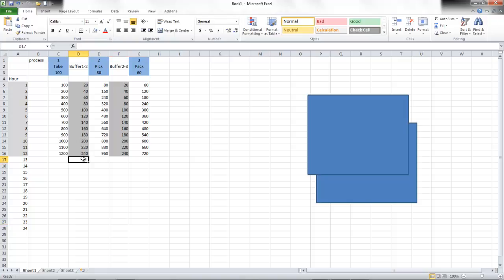So after the first hour, it got rid of 80. So 240 minus 80. In fact, I'll put it in there that way. Equals that, minus 80. It can process the next hour. So after the 13th hour, it's now diminishing. See, process 2 is chipping away at the buffered orders that were sitting here. And after the first hour, it got rid of 80. So 240 minus 80 is 160.